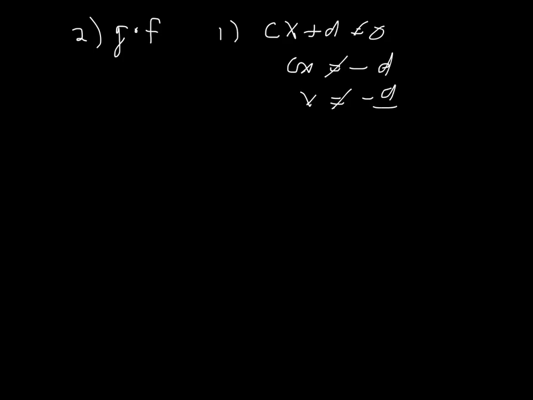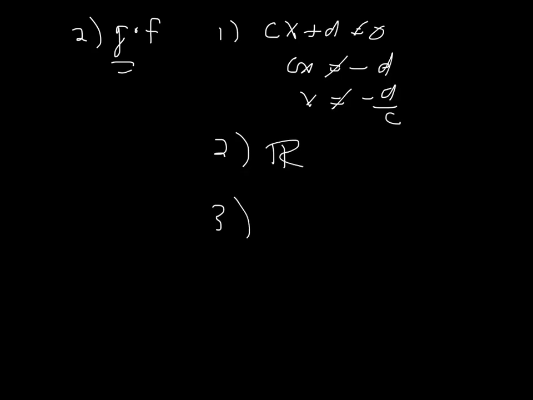Now we can find the domain of the second one, which is g of f. And so we're going to do the same steps. So step 1, inner function, which we just did. We said cx plus d cannot equal 0. Cx cannot equal negative d. X cannot equal negative d over c. Step 2, domain of the outer function, all real numbers.